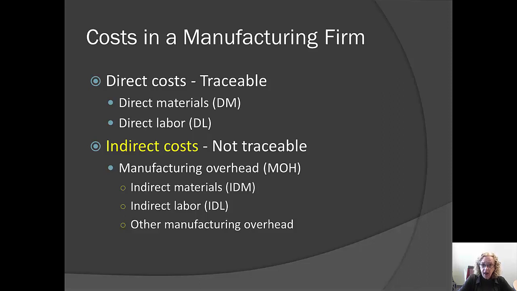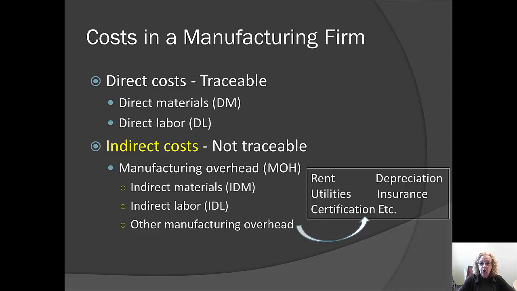This is all other costs associated with our manufacturing site that don't fit into any of these other categories. So that's going to include our factory rent, the cost for electricity and water. It would include depreciation on the building or on the machinery, any insurance that we carry, any certifications, all other costs of having this manufacturing site.